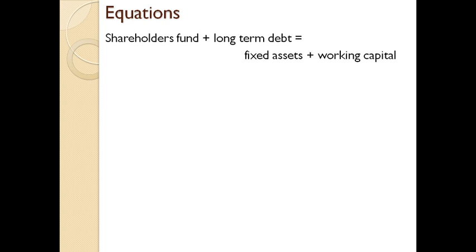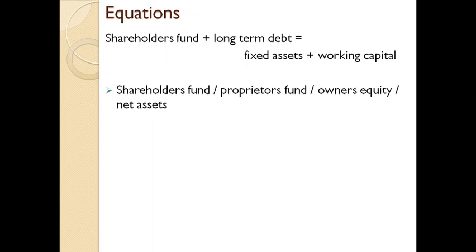Okay. Let's deal with some equations on the basis of items shown in the balance sheet. Shareholders' funds plus long-term debt, that comprises the left-hand side of the balance sheet or the first half of the vertical form, is equal to fixed assets plus working capital. We have discussed this. Shareholders' fund is otherwise known as proprietors' fund or owner's equity or net assets. Keep familiar with all these words because they might be used interchangeably in various problems. So don't get confused. All this means the same.